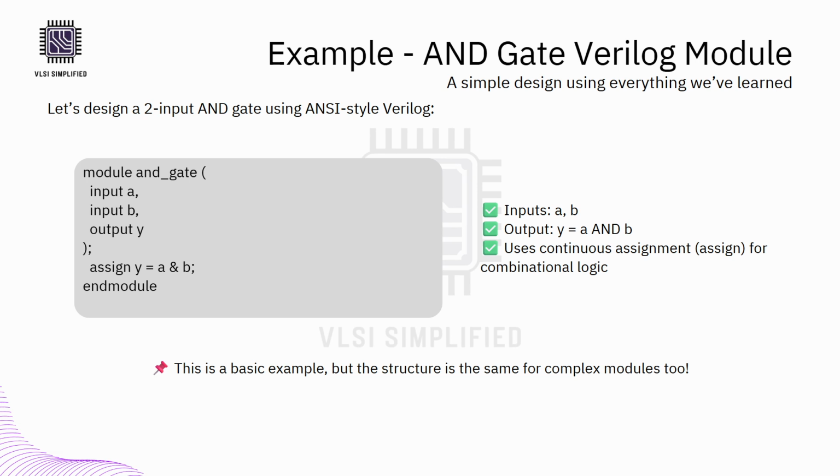Now let's put everything together in a real Verilog example, a simple 2-input AND gate. We define the module with the module keyword, and we use ANSI style port declaration right in the header. Inside the module, we use an assign statement to perform the logical operation. This is called continuous assignment, and it is typically used for combinational logic like this.